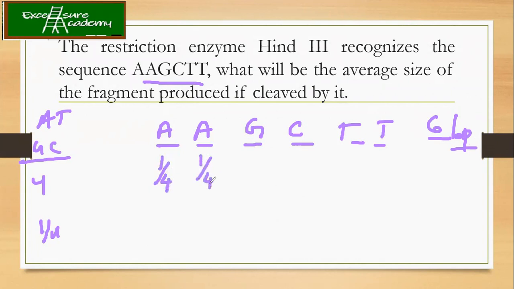Again, 1/4. G is another purine, and the probability is again going to be 1/4. What about C and T? They are also pyrimidines, so the occurrence is again going to be 1 upon 4. Likewise for thymine also. Now the question asks for the average size of the fragment produced if it is cleaved by HindIII.